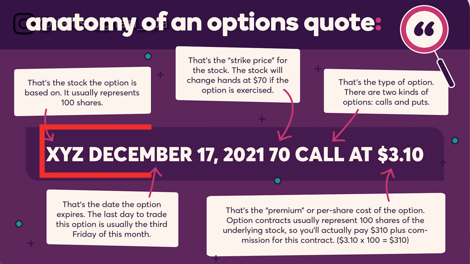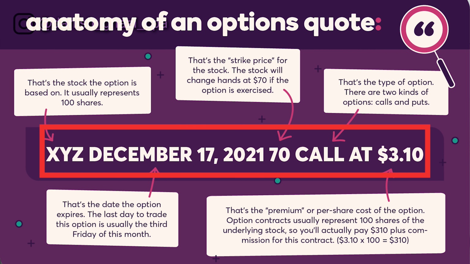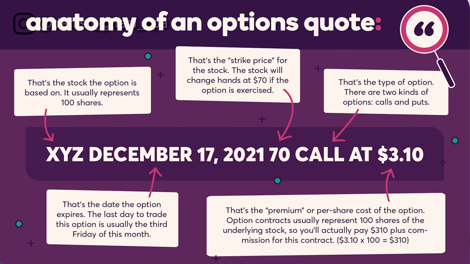Now that you know the parts that make up a stock options quote, let's take a look at an example. So here we have XYZ, December 17, 2021, 70, call at 3.10. Let's see what this means. First, XYZ is the stock the option is based on, and it usually represents 100 shares. Next is your date. This is the option's expiration date, the last date to trade this option.